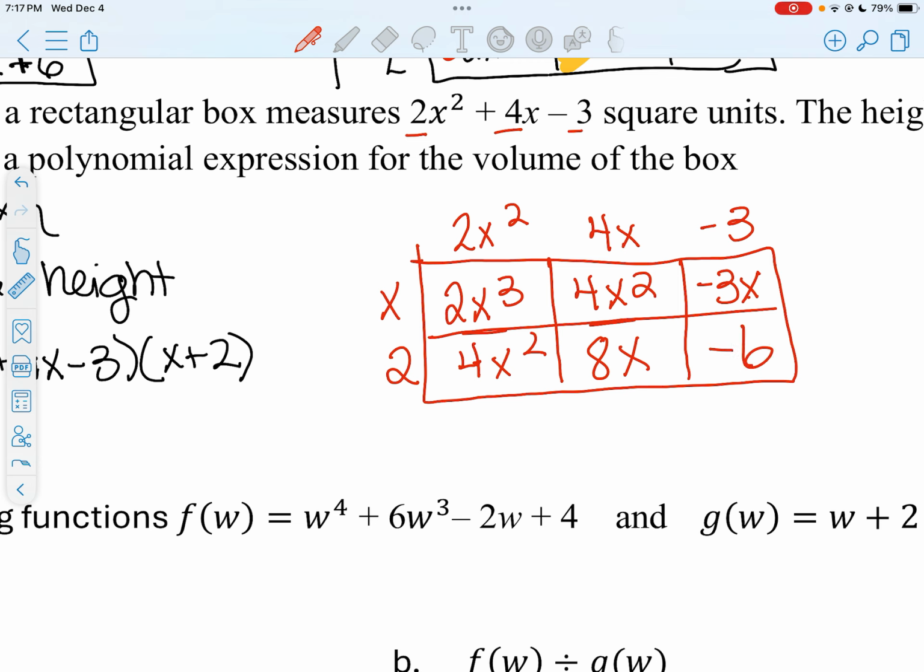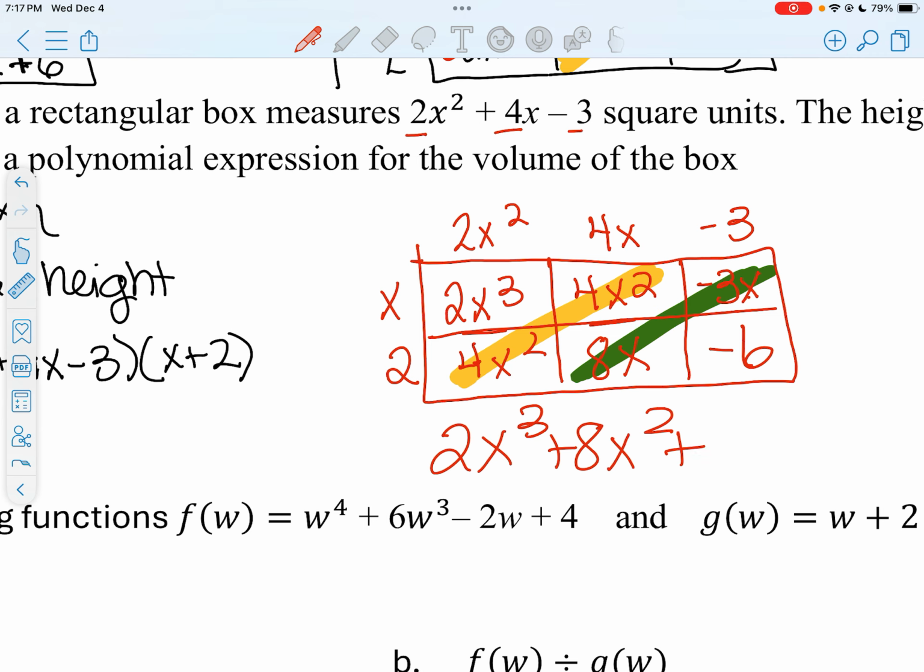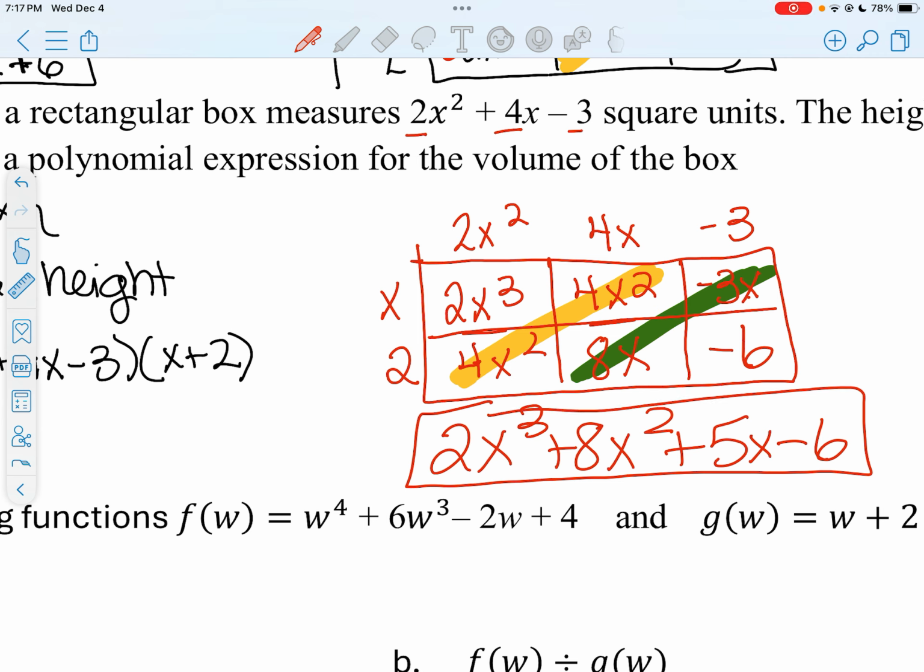Now we're going to find our like terms. And once again, they're diagonal left to right. So we're going to combine our like terms here. Our answer would be 2x cubed plus 8x squared plus 5x minus 6. That is the volume of our rectangular box.